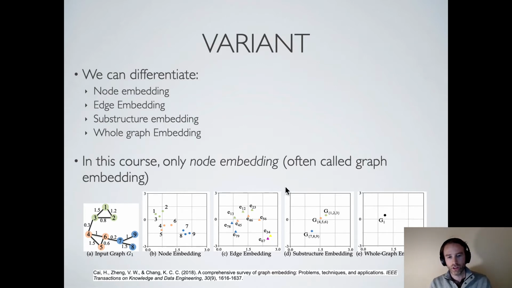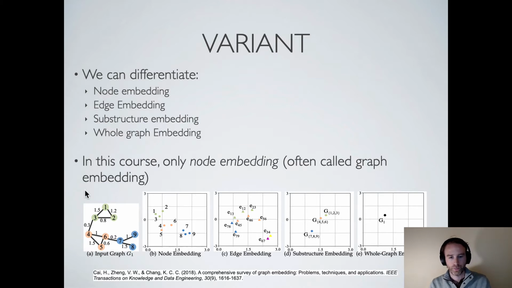Just a vocabulary point: today I introduce node embedding, but sometimes in the literature you can see it called graph embedding. People will say I'm doing graph embedding, but in fact it means that each node of the graph becomes one point in the embedding space.